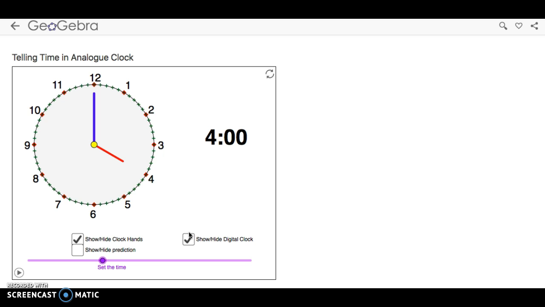Now, before we do our exit ticket, I'm going to have you do 3 problems with a partner. I will be walking around the classroom to answer any questions or to help you as needed.